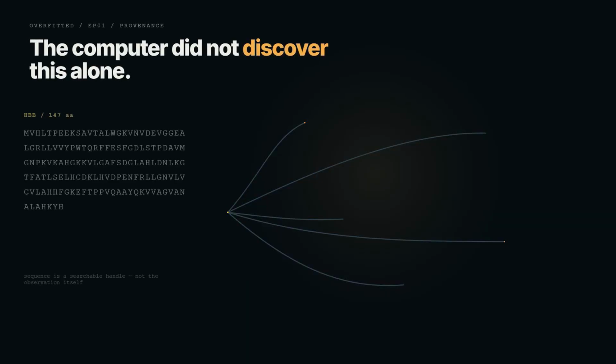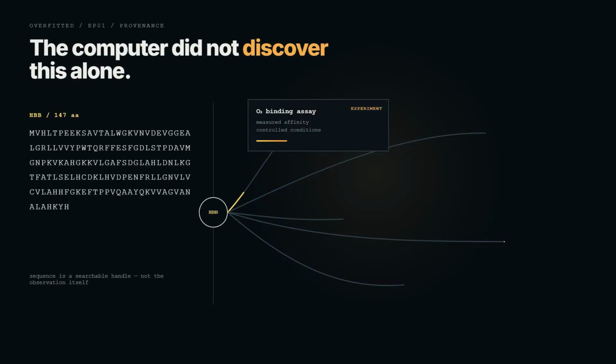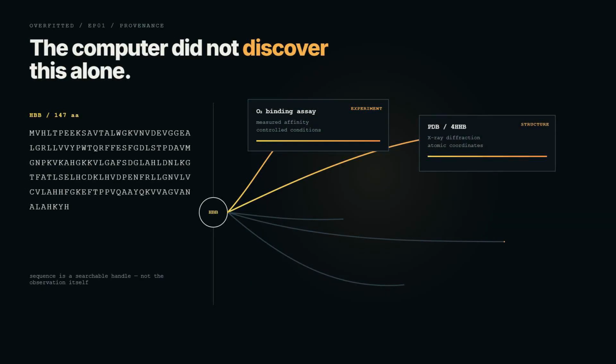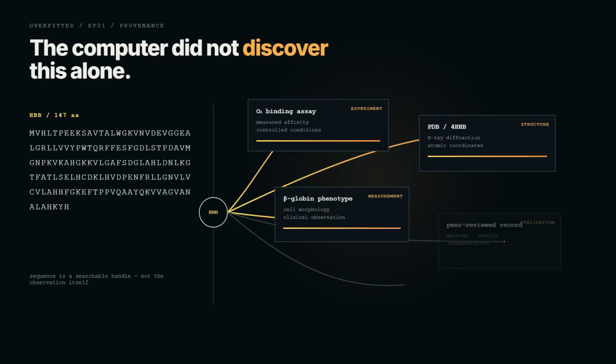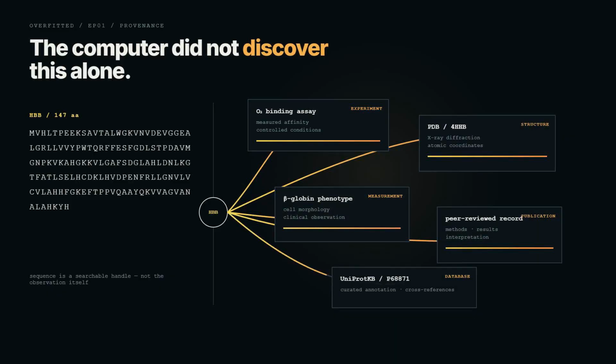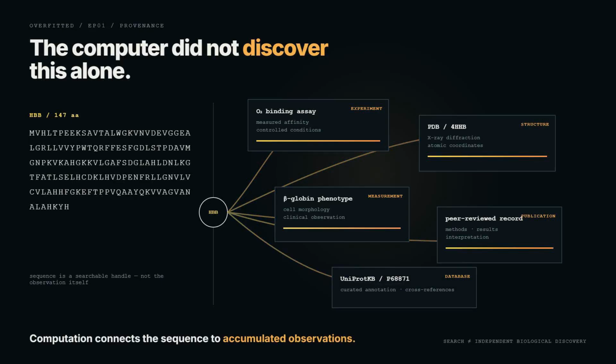But there is something slightly misleading about this story, because the computer did not discover all of that on its own. The mutation was studied experimentally, the structures were determined experimentally, and the databases we searched were built from decades of biochemistry, genetics, structural biology, and medicine. What computation gave us was a way to organize those results, compare them, and connect them.